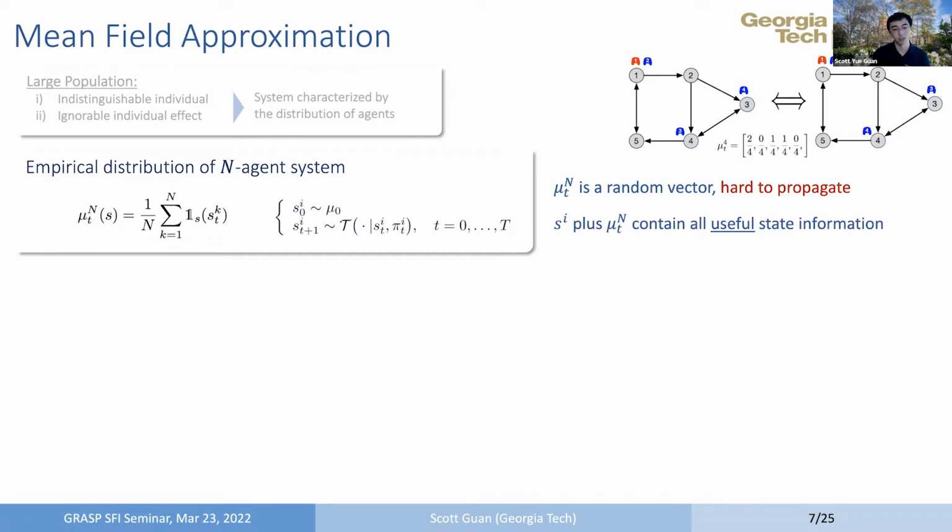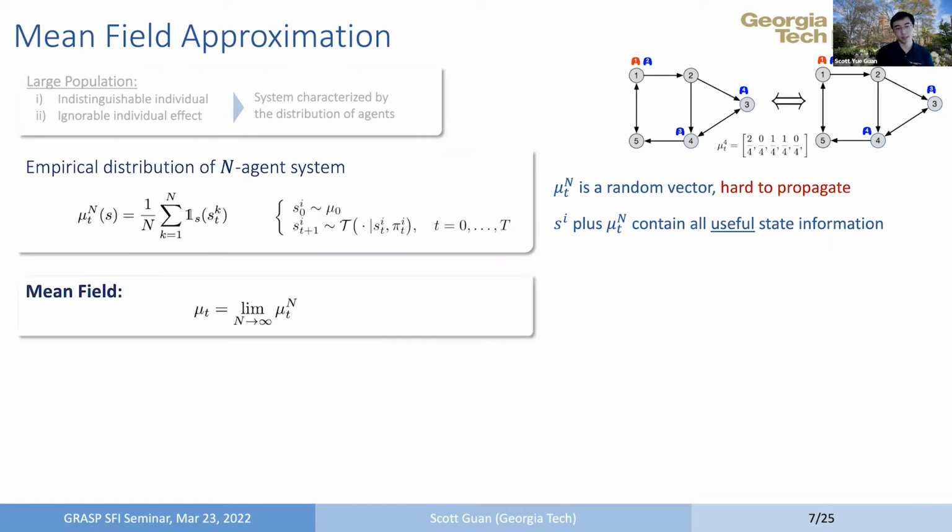The other note is that for agent i, its own state s_i plus the empirical distribution mu n t already contains enough useful information for it to make a decision. For example, for agent 1, the little red agent here, whether it is agent 3 on node 4 and agent 4 on node 3, or agent 3 on node 3 and agent 4 on node 4, it's the same for that agent, because agent 3 and agent 4 are by assumption identical to each other. This is, again, the reason why we want to introduce this mean field approach.